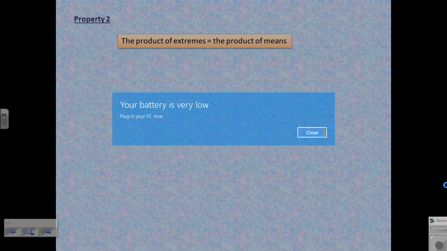Okay, let's see the second property, or property number 2. The product of extremes equals the product of means. What's the meaning of this?